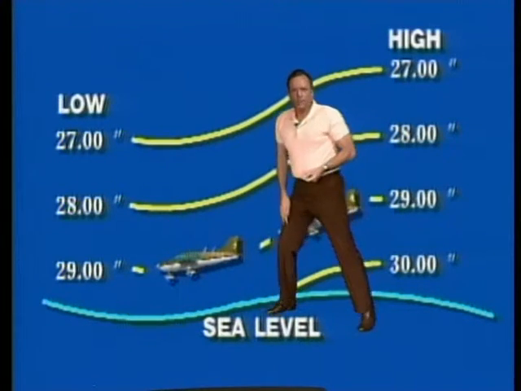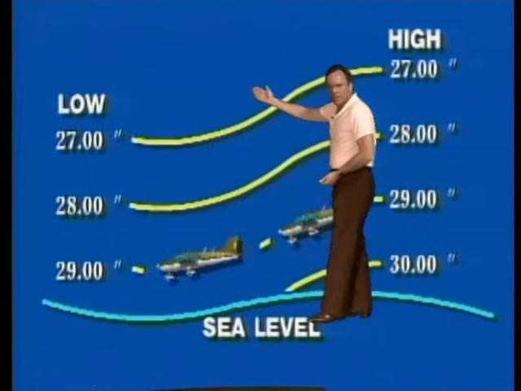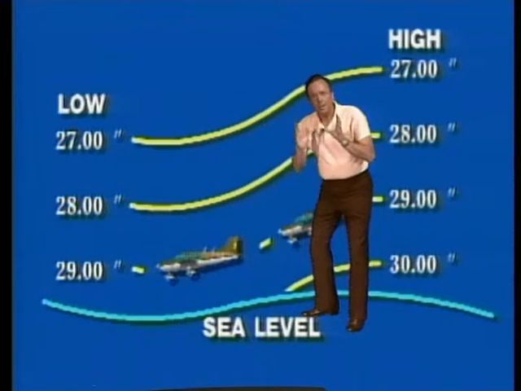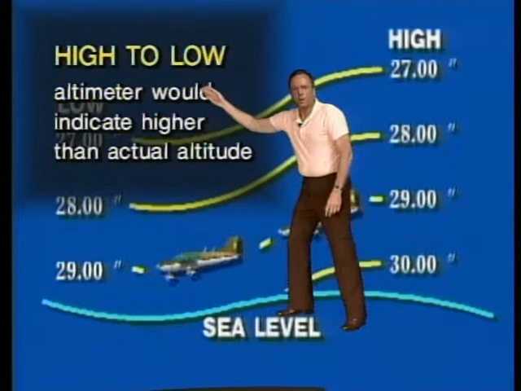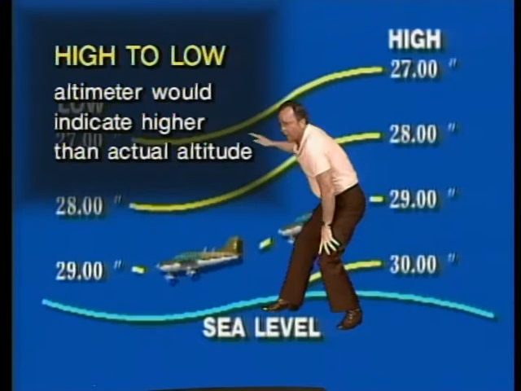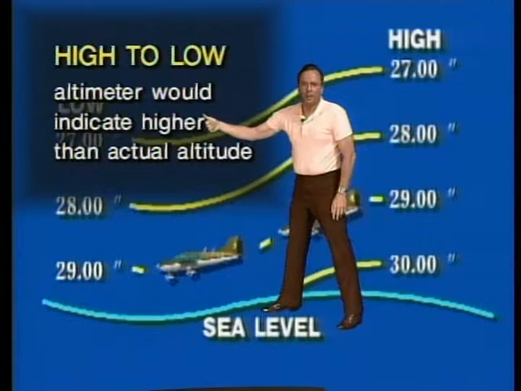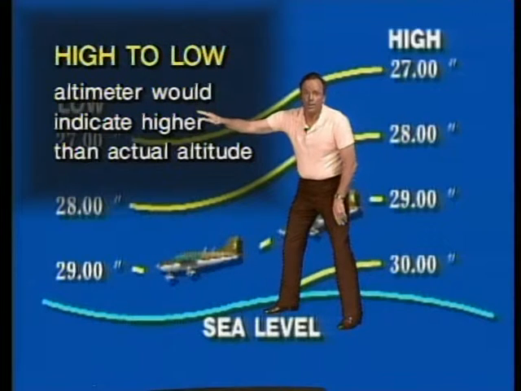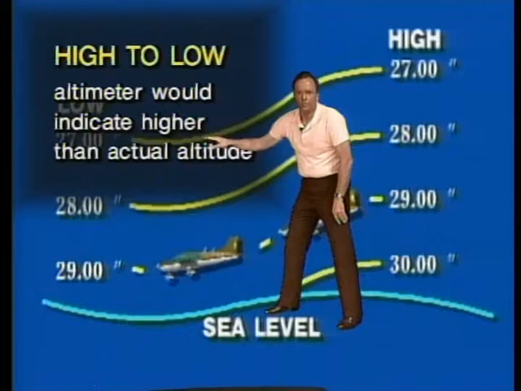Now, pilots know this. Almost everybody knows this. So therefore, that's not the way the FAA asks you the question on the FAA written exam. The way they ask you the question in the test is you go from an area of high pressure to low pressure, what would your altimeter indicate? Well, with high to low, look out below means the airplane's too low. The reason the airplane's too low is because the altimeter is indicating too high. So if you go from high to low, the altimeter would indicate higher than actual altitude.